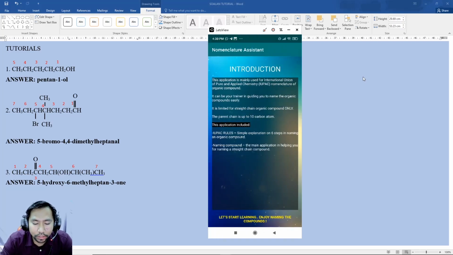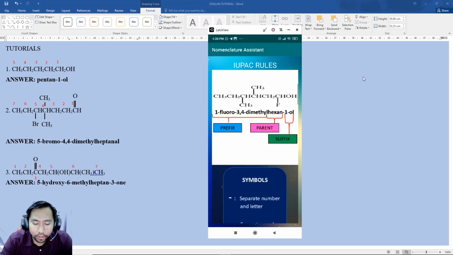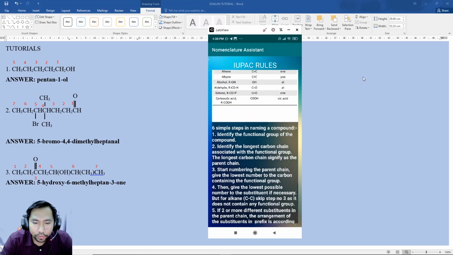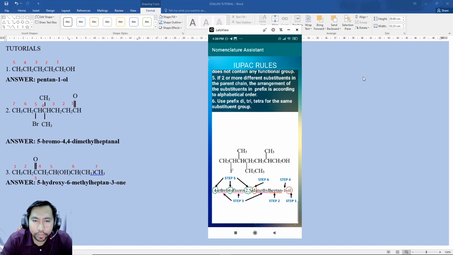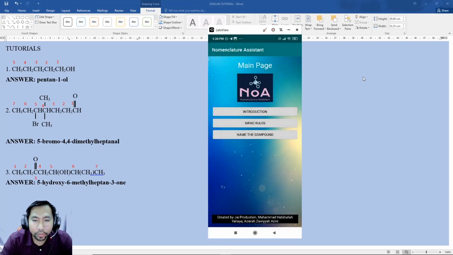This is the display of the introduction. Next, IUPAC rules, where we have simplified the notes. Anyone who wants to use the app needs to study the notes and understand all the criteria that we need to know in the IUPAC nomenclature system. After you have studied and understood the IUPAC rules, then we go to name the compound.